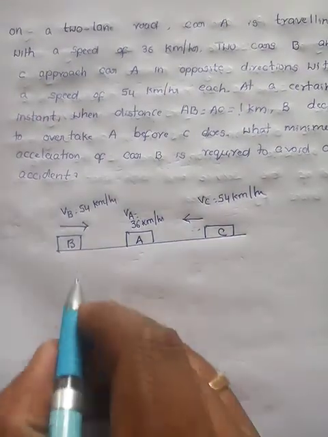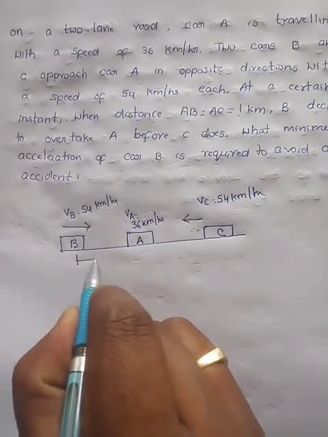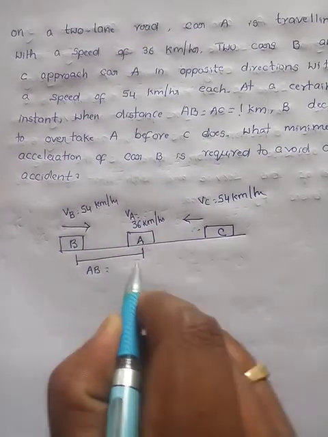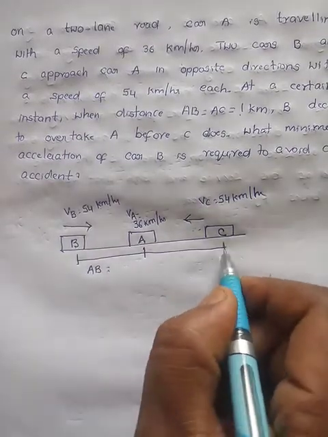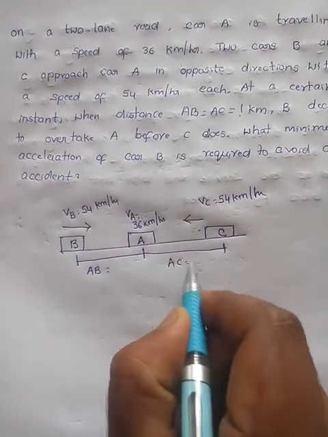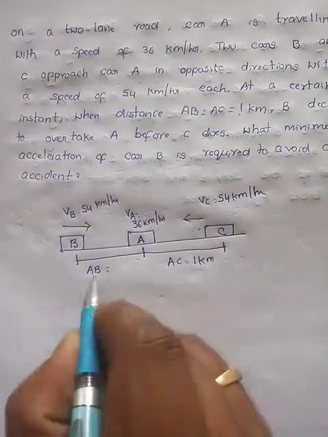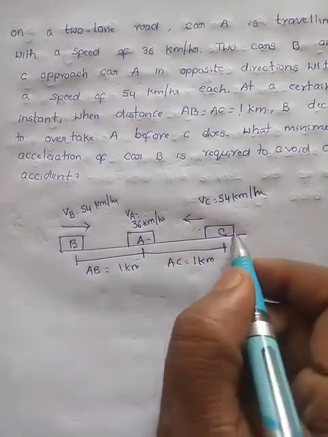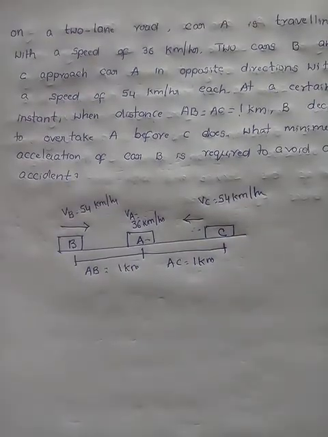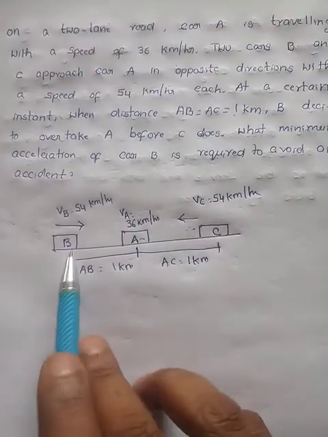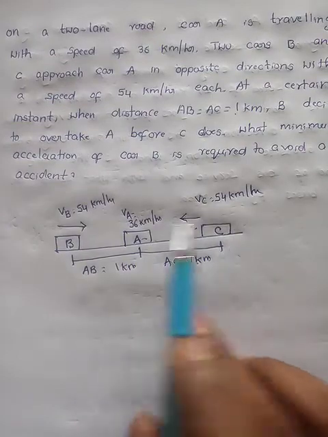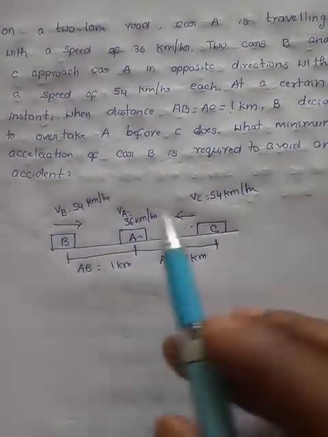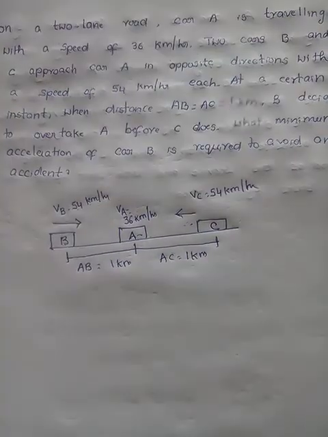Yes. To avoid that accident, they said that the distance AB is equal to AC is equal to 1 km. B decides to overtake A before C does. So B has to move fast as compared to C, so it should accelerate or not? Yes. What acceleration should it give so as to avoid the accident?